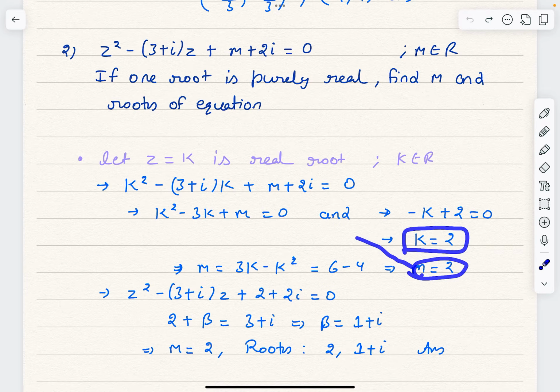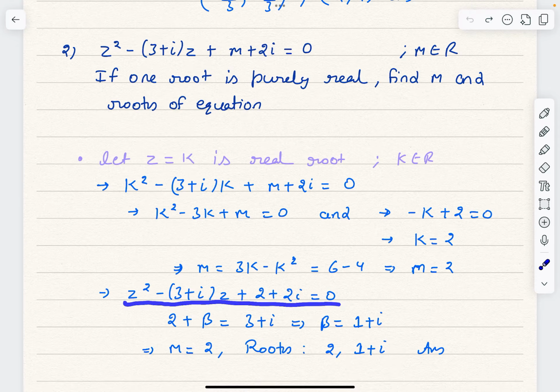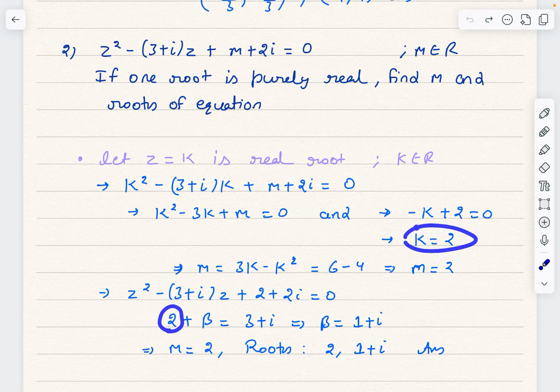When you put m as 2 in the given equation, you get z² − (3 + i)z + 2 + 2i = 0. So the sum of roots we can use here. One root we know is 2 only, the k was 2, no? And the other root is β. So 2 + β will be equal to 3 + i. So β will be 1 + i. So roots are 2 and 1 + i. I hope it is clear, guys.